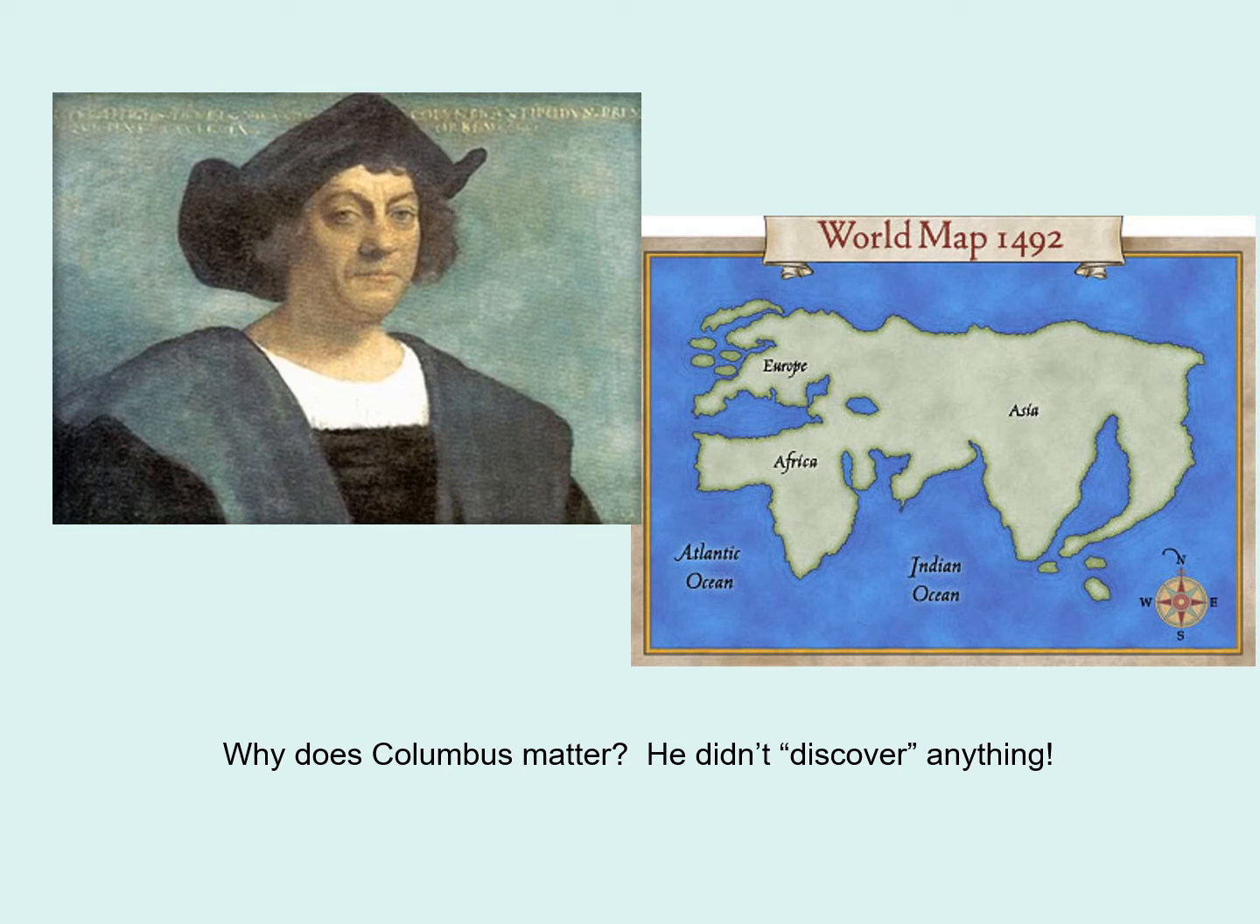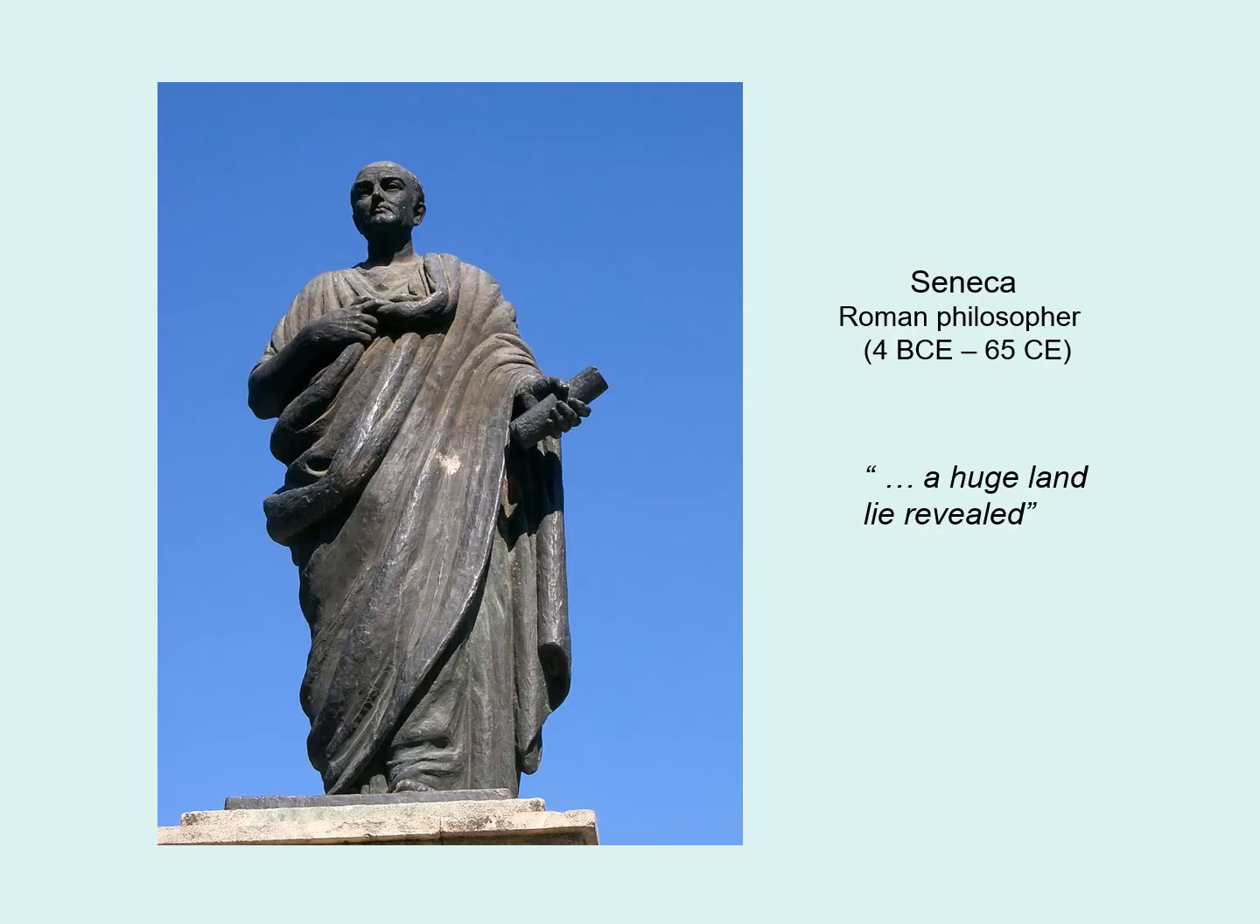Because long before Columbus, there had been so much speculation about far away Western lands, a mythical paradise that might exist out in the West. For example, the Roman philosopher Seneca wrote the following. He said, quote, "An age will come after many years when the oceans will loose the chain of things and a huge land will lie revealed."